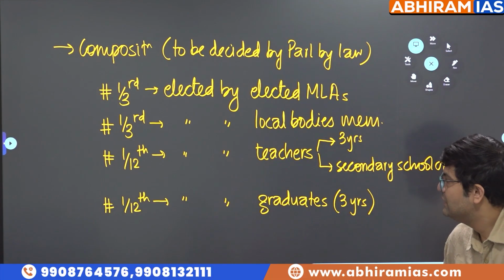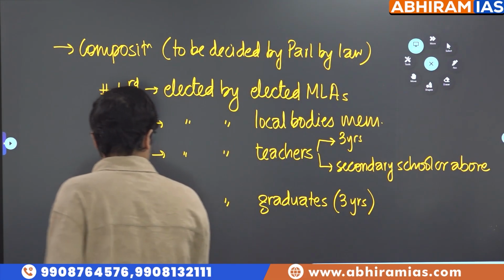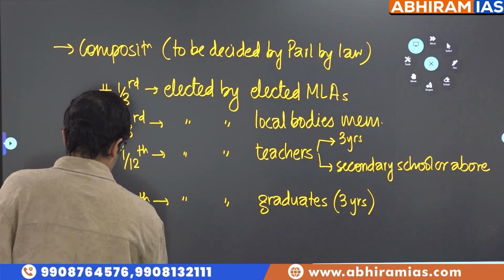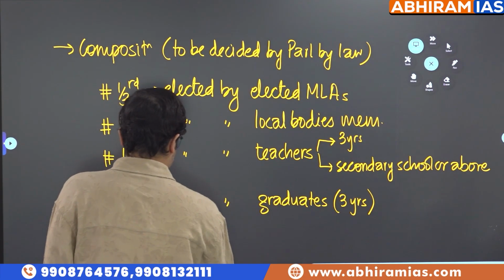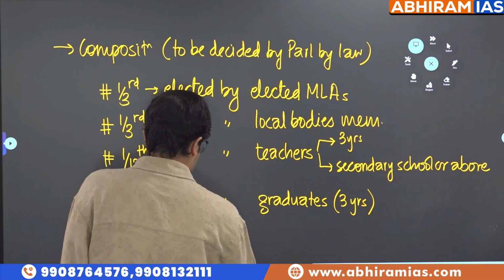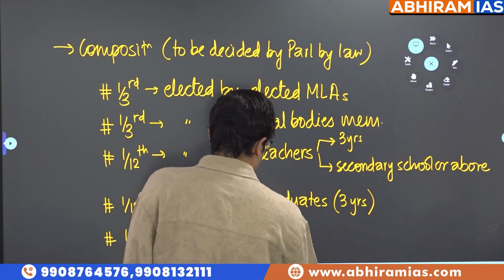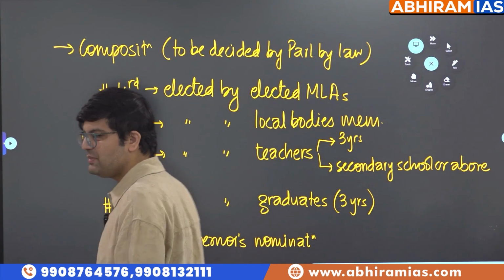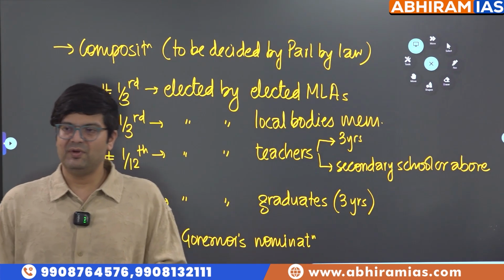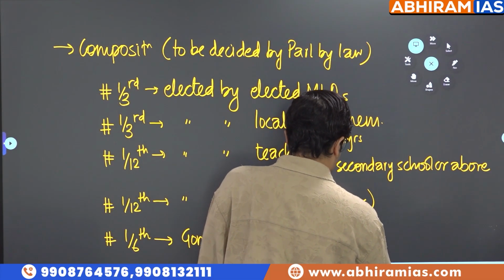Clear? One small point is left. And what is that? Beyond this, let's not forget 1/6 what? Governor's nomination. And please understand, if you want to be nominated by the governor, you must belong to the state. So you should be a resident of state.